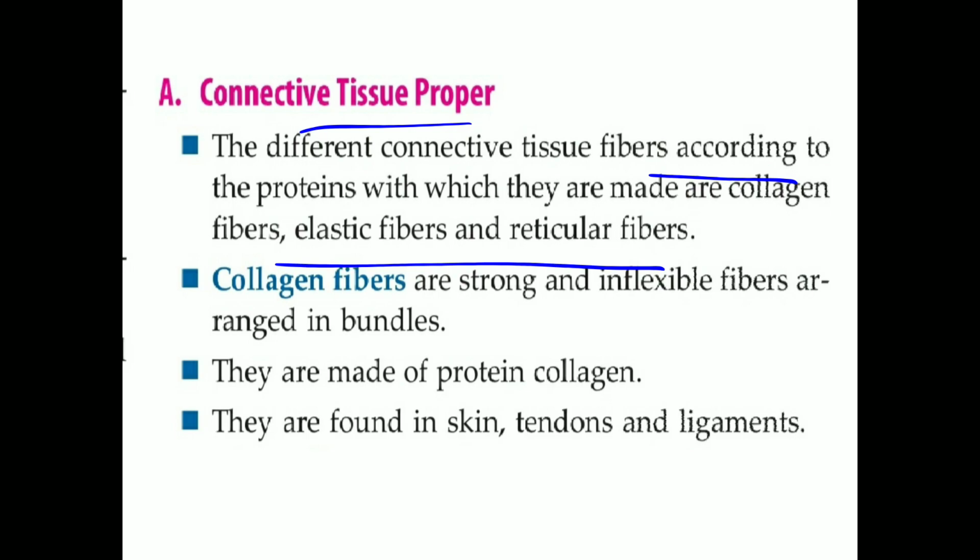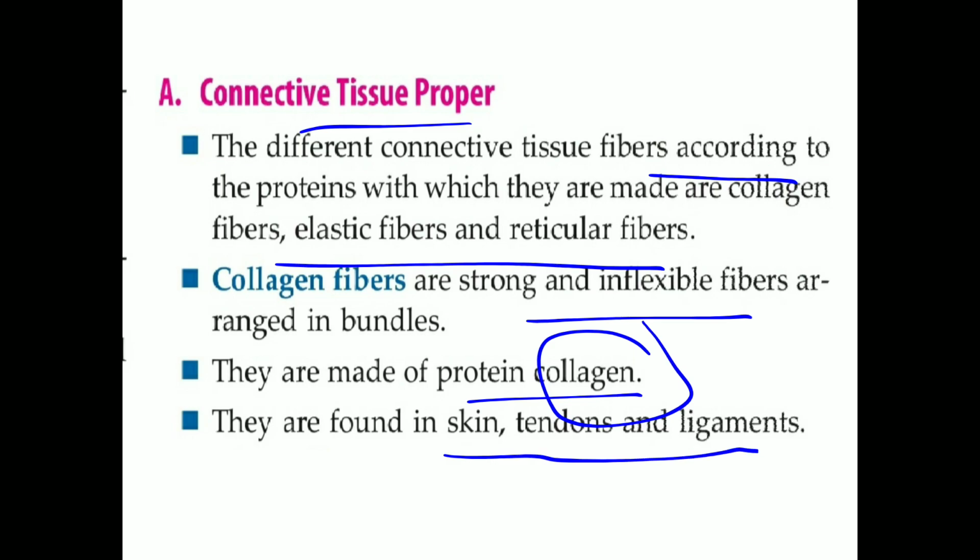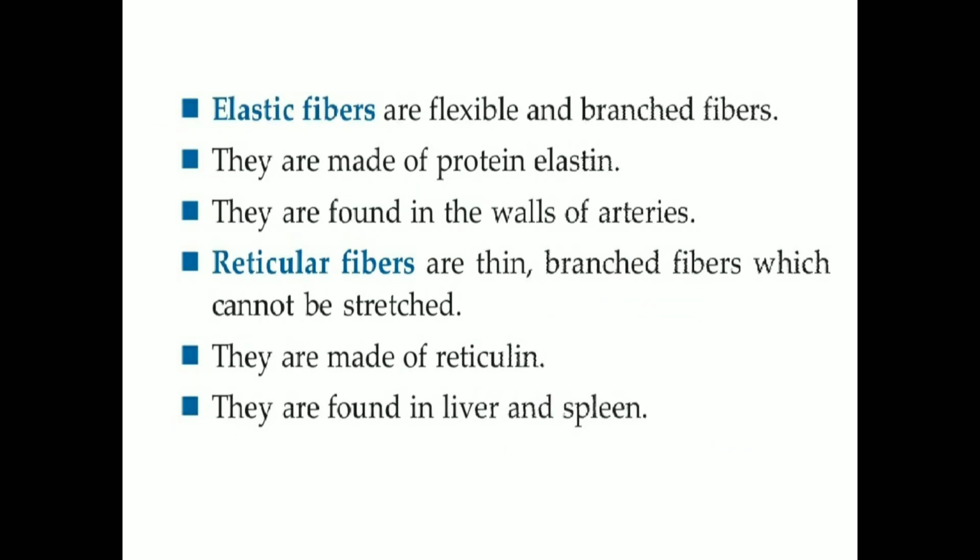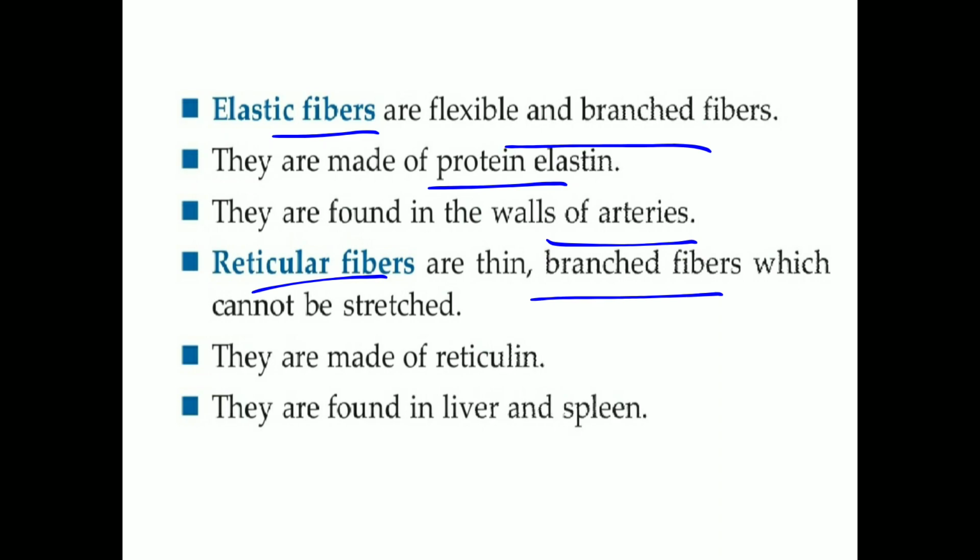Let's see collagen fibers. They are strong and flexible fibers arranged in bundles, and they are made of a protein called collagen. They are found in the skin, tendons, and ligaments. Elastic fibers are flexible and branched fibers made of the protein elastin, and they are found in the walls of arteries where elasticity is required. Reticular fibers are thin branched fibers which cannot be stretched. They are made of reticulin. They are found in the liver, spleen, etc.